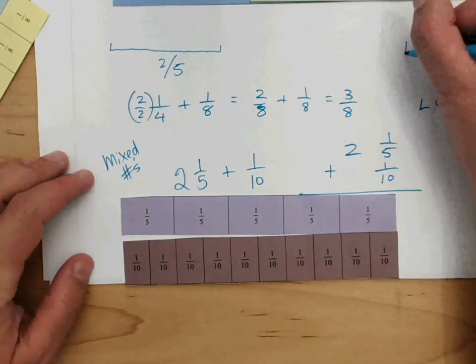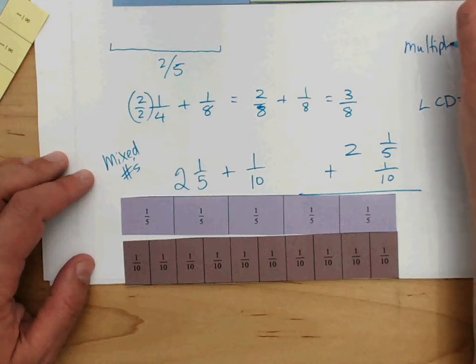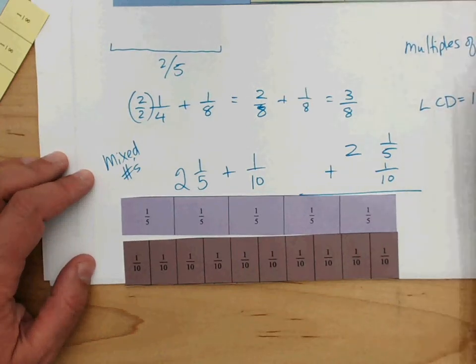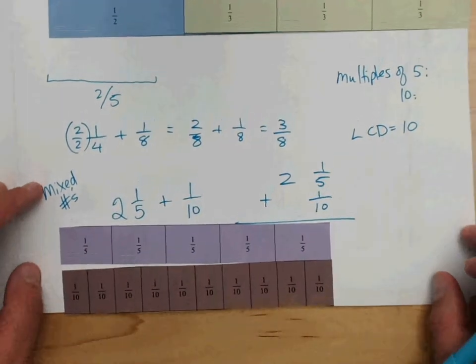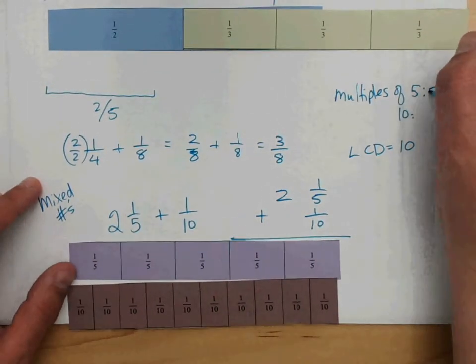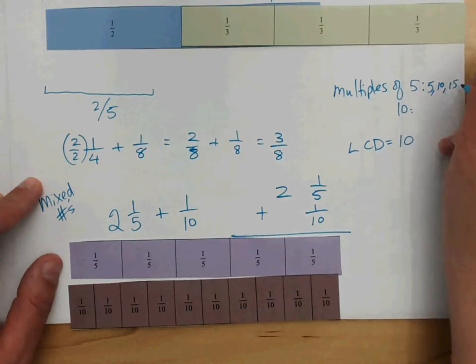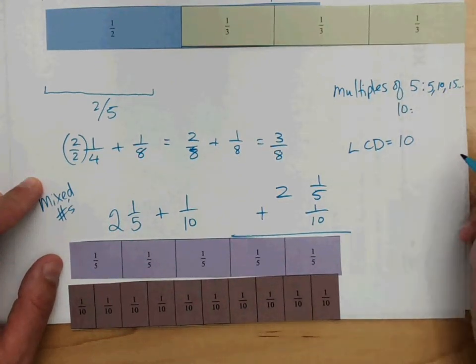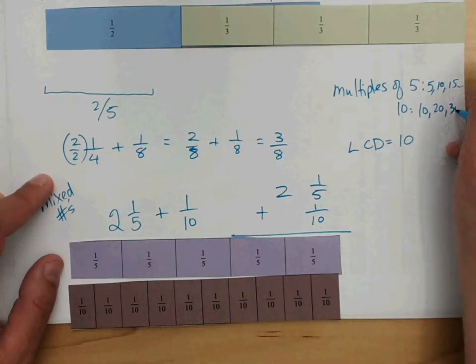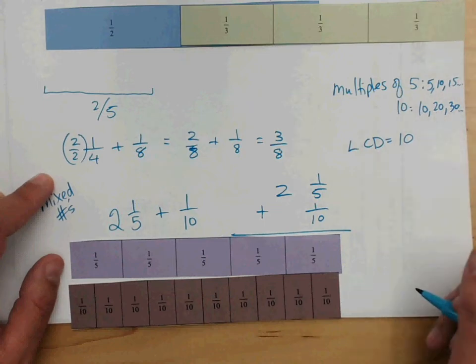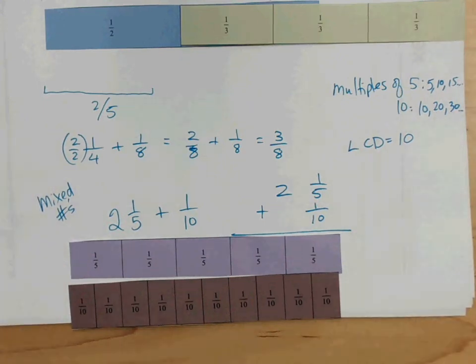Remember, we're looking for multiples of 5 and multiples of 10. So tell me the multiples of 5. 5, 10, 15, dot, dot, dot. Multiples of 10. Multiples mean multiply. 10, 20, 30. Okay, those are the multiples. What is the smallest one that they have in common? 10.